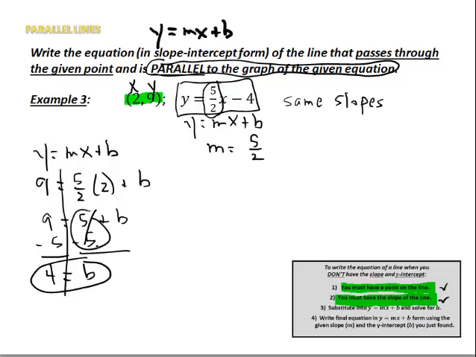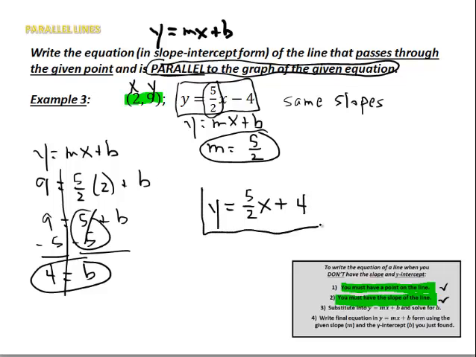So now I have my y-intercept, I have my slope that came from the other equation, so my new equation will be y equals, substitute my m, or my slope, in for m, times x, plus my y-intercept, which I found was 4. And there's the equation of a line that is parallel to this line and passes through the point 2, 9.